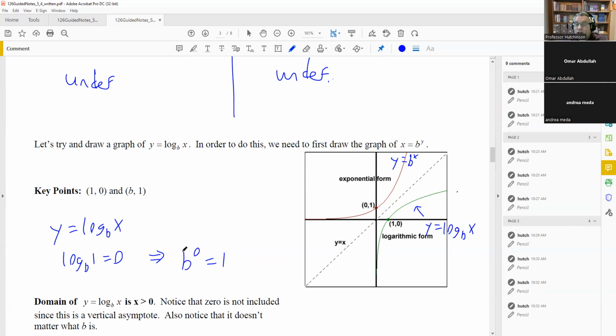Why, if you take any number raised to the power of 0, you get a 1? It's actually because of this. It's because of the log graph that we have. That's the reason why we have that property in the first place. Okay, so those are a couple of properties.